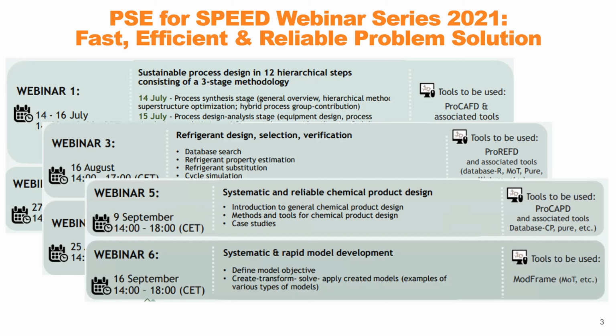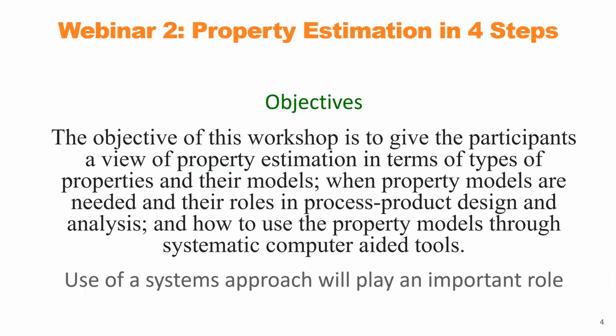So the objective of this webinar, webinar 2, is to give the participants a view of property estimation in terms of types of properties and their models, when properties are needed and their roles in process and product design and analysis, and how to use the property models through a set of systematic computer-aided tools. So the use of a systems approach that we also saw in webinar 1 will play an important role.